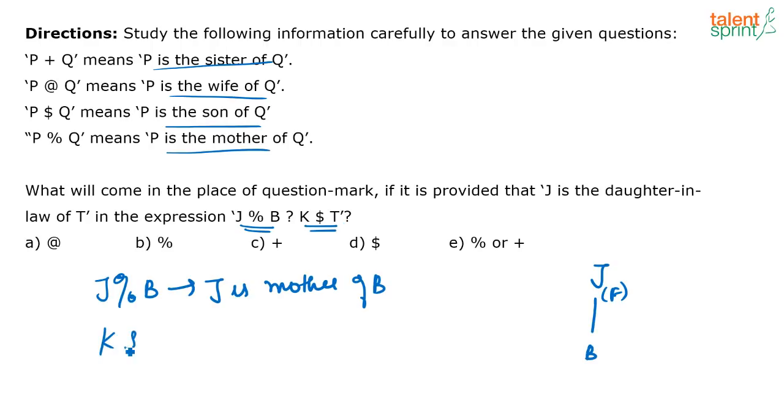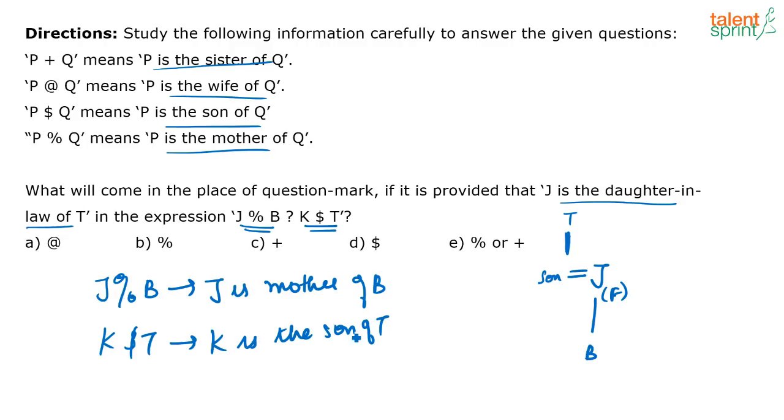So K dollar T means what? K is the son of T. Now in the question they have also given one more piece of information: J is the daughter-in-law of T. That means T has a child, and J is a female. J being the daughter-in-law of T means this T has a son whose wife is going to be J. Correct? That's what it means. T has a son whose wife is going to be J.